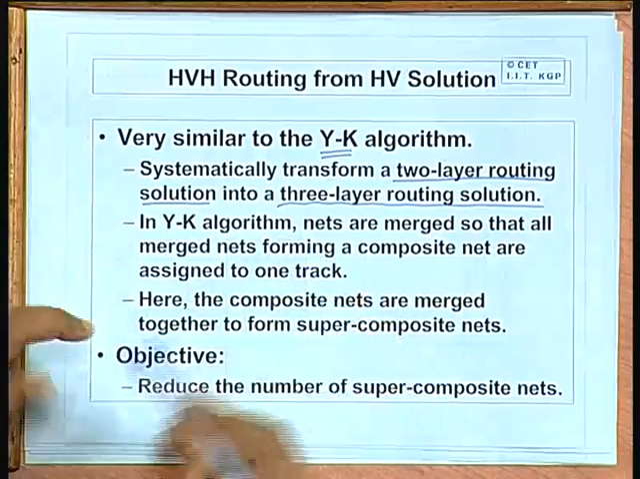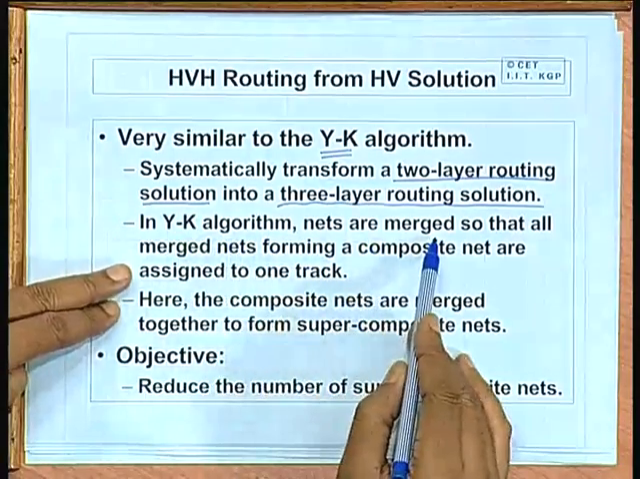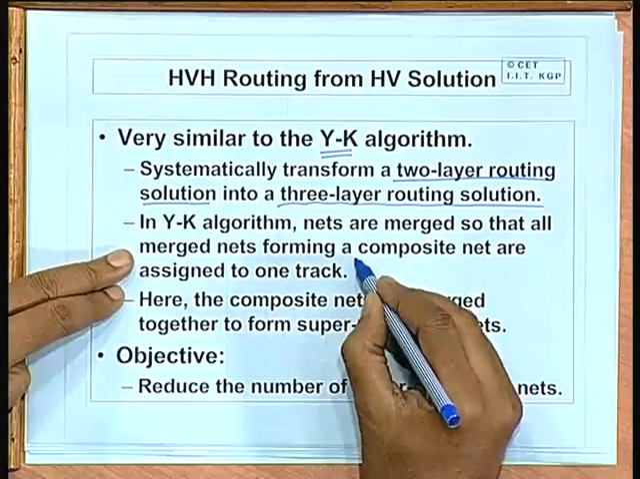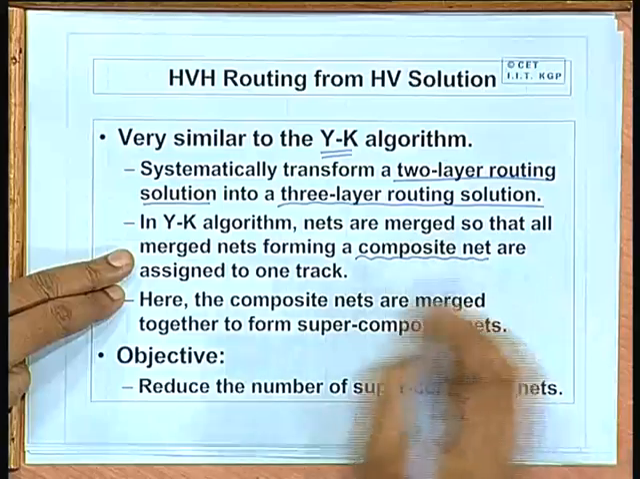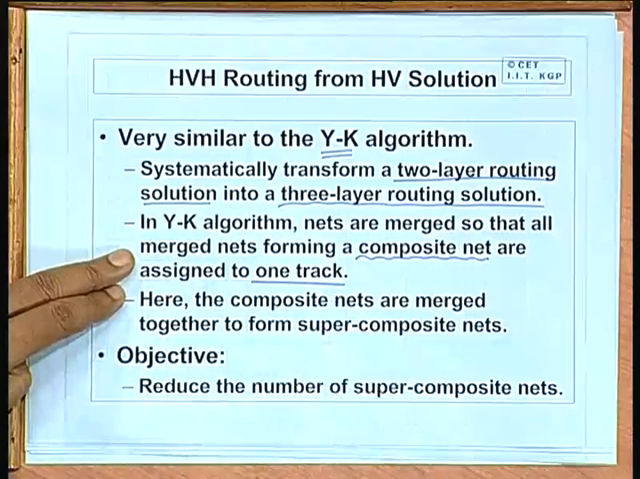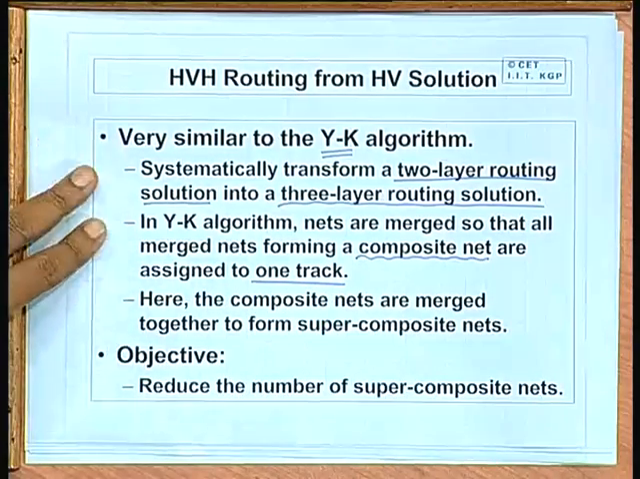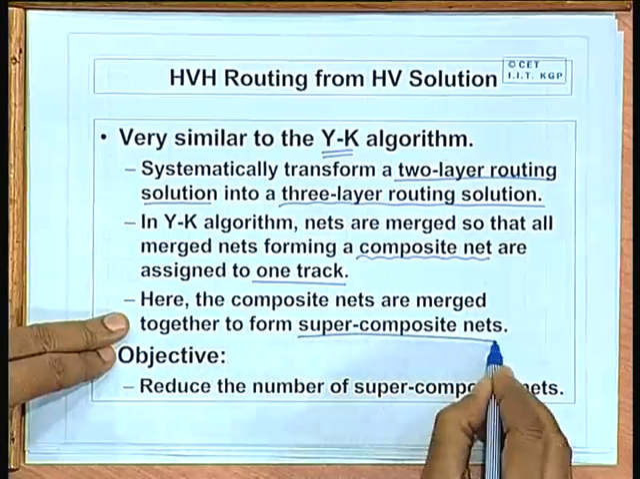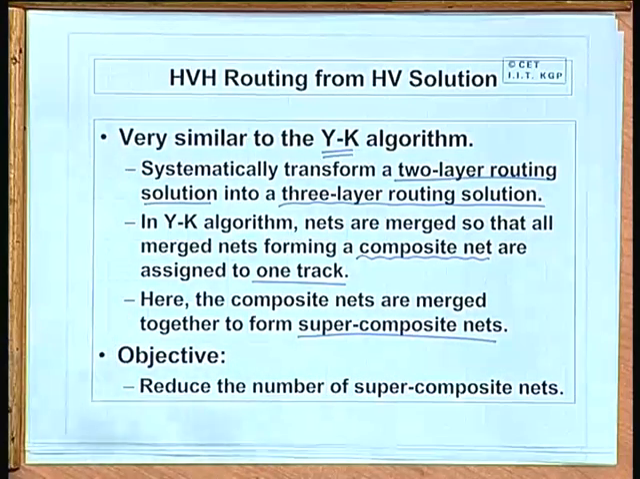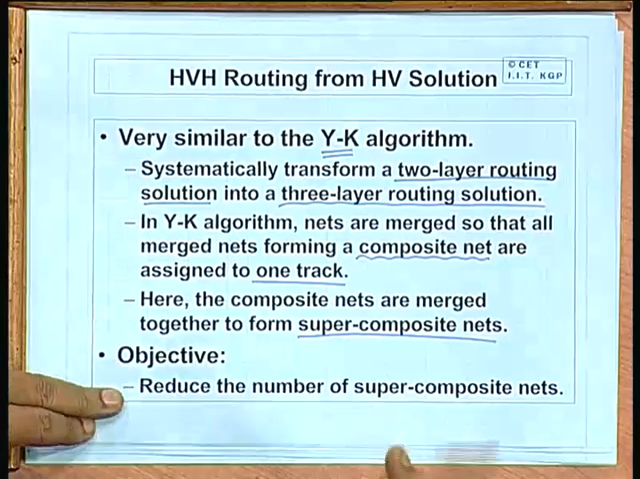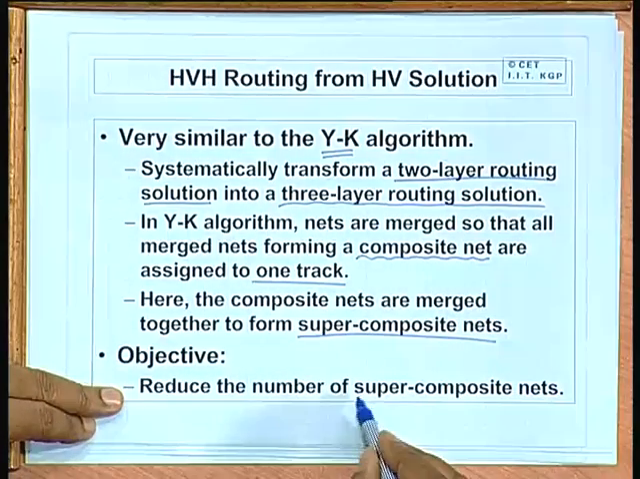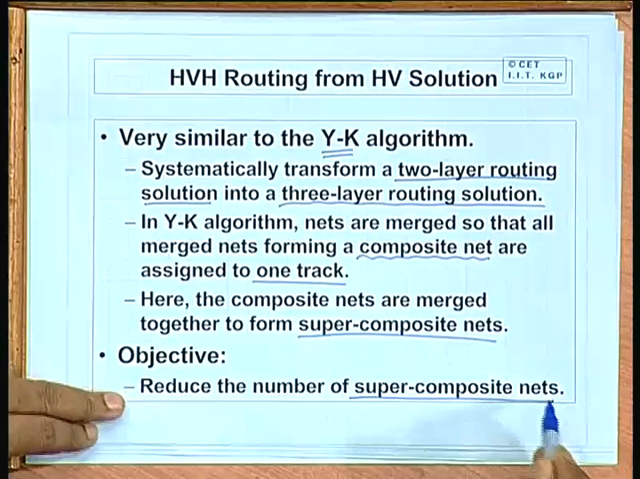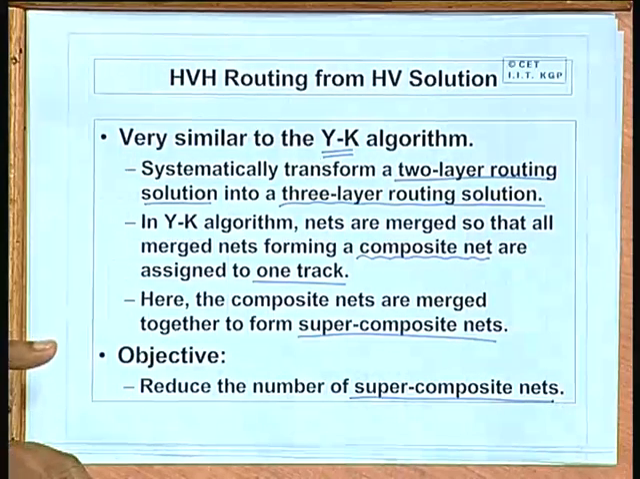So, just what I had mentioned, in the Yoshimura-Kuh algorithm, nets are merged so that they can be treated as a composite net and assigned to a single track. But here the composite nets are further merged into supercomposite nets, and our objective here is not to minimize the composite nets, but rather to minimize the number of supercomposite nets. Okay, fine.